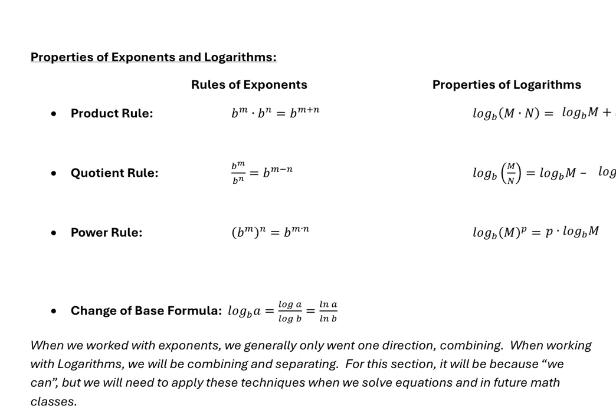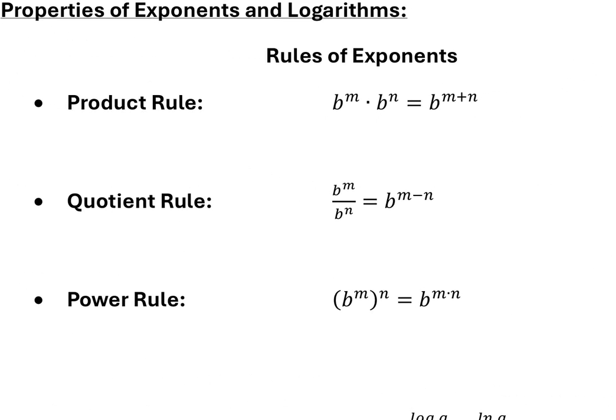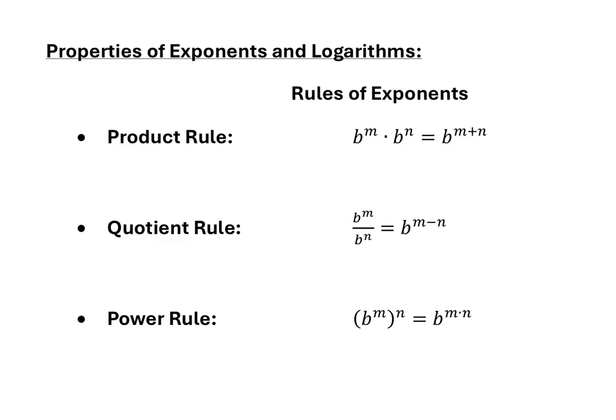All right, so let's go ahead and review some things that we've talked about a lot in previous classes. In previous classes, we had three basic properties of exponents. The first was the product rule. And remember that the product rule says if you have the same base and you're multiplying, then what we do is we add the exponents.